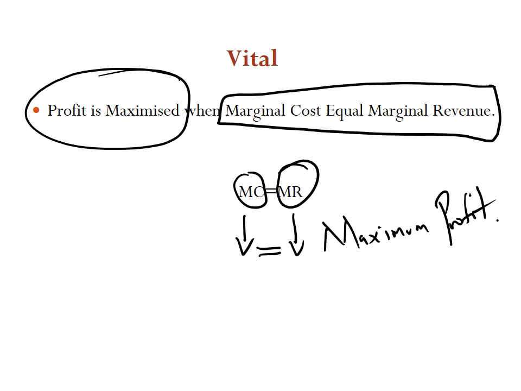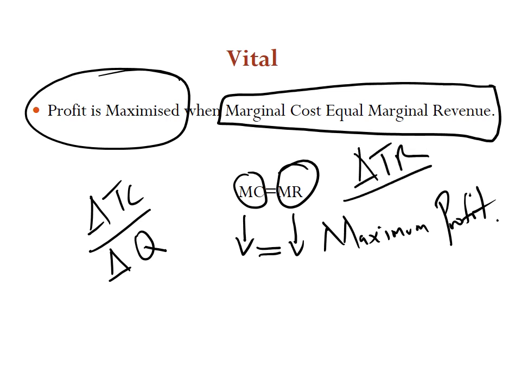This might sound tricky, but it's not. You know how to calculate your marginal cost: it's your change in total cost divided by your change in output, or quantity. And how do you calculate your marginal revenue? It's your change in total revenue divided by your change in output. The same thing.